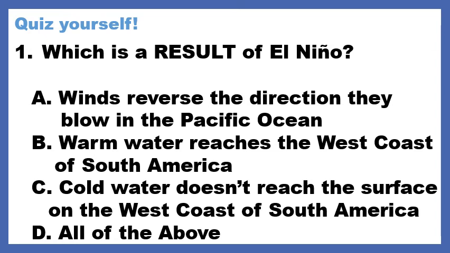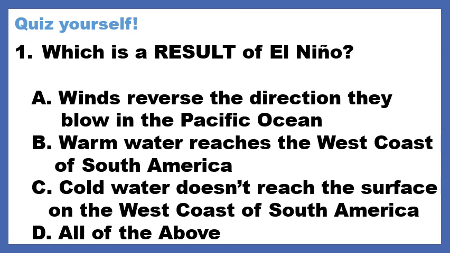Okay, guys, so we're going to stop for El Nino today, and my question for you is, which is a result of El Nino? So which of the following conditions is caused by or is a consequence of El Nino? Is it A, winds reverse the direction they blow in the Pacific Ocean? B, warm water reaches the west coast of South America? C, cold water doesn't reach the surface on the west coast of South America? Or D, all of the above?